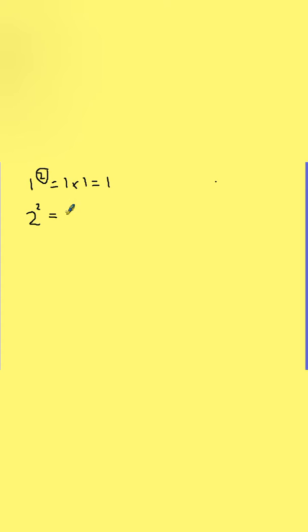2 squared. It's 4 because 2 times 2 is 4. See if you can start to spot a pattern as well whilst I'm doing this. And if you look on the right hand side, I'm drawing them in dots, and you can see they form squares. Surprise, surprise. 3 squared. 3 times 3 is equal to 9.